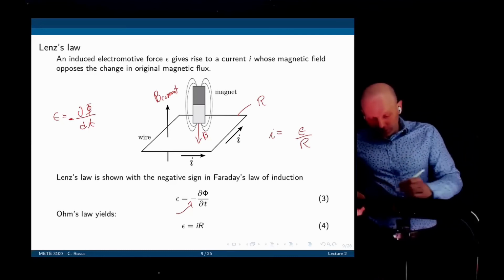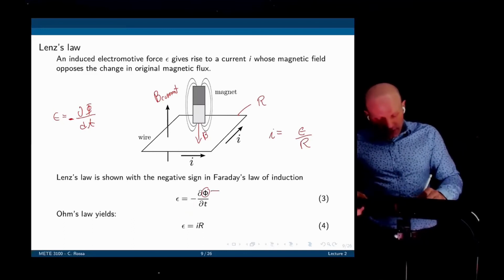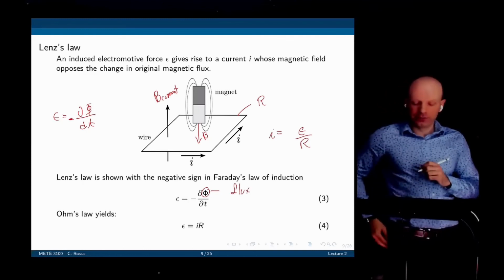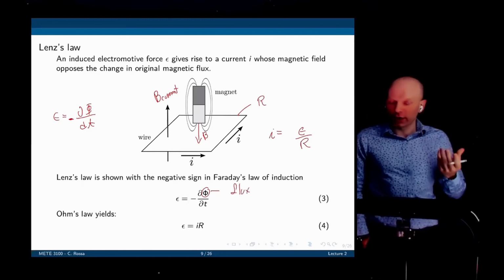Right? And you see here that we have d phi dt. Phi is the magnetic flux that we're going to define later. It's basically the analog to a current in the electrical circuit.